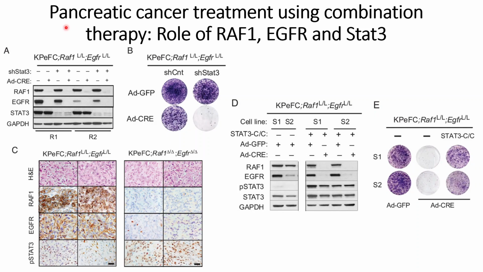In this video, we will discuss this pancreatic cancer treatment approach using combination therapy. The paper starts by understanding the relationship that is already published in the literature about RAF1, EGFR and STAT3. From the literature, they found that when RAF1 and EGFR are ablated, it will cause accelerated phosphorylation of STAT3, and that will help in the proliferation of pancreatic cancer cells.